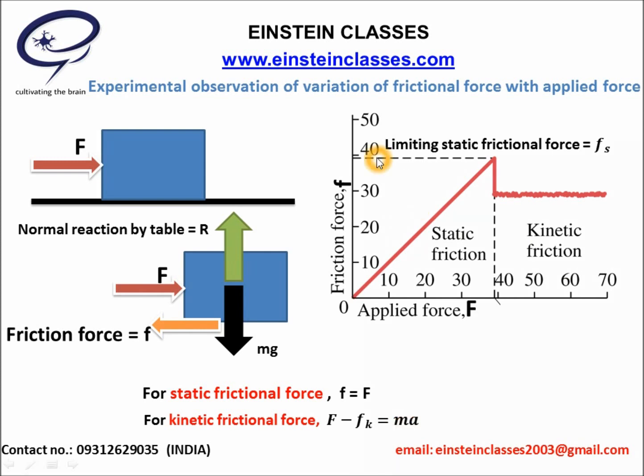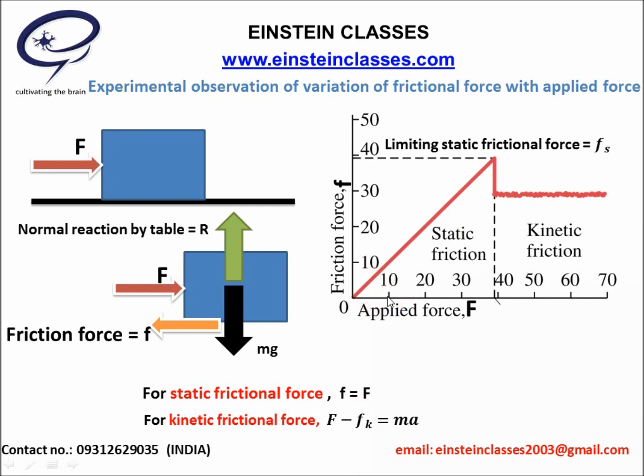Now the most important thing is that you can see this graph. When you have not applied any force, that means when the block does not have any tendency of relative motion or any motion on the horizontal surface, then in that situation the frictional force will be equal to 0. As you increase the applied force F, the frictional force will increase, and this frictional force will have the nature of static frictional force, and it will be equal to the applied force F. Hence, the graph will be linear.